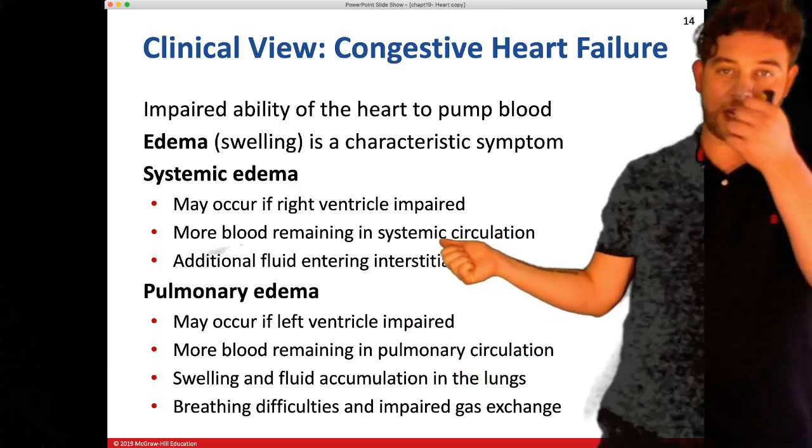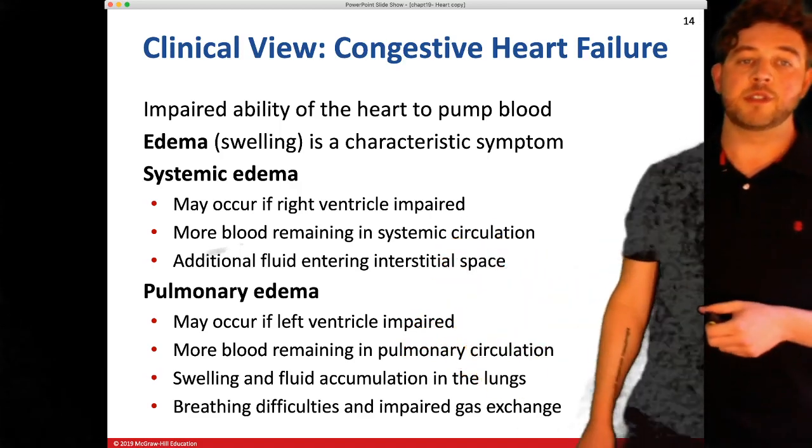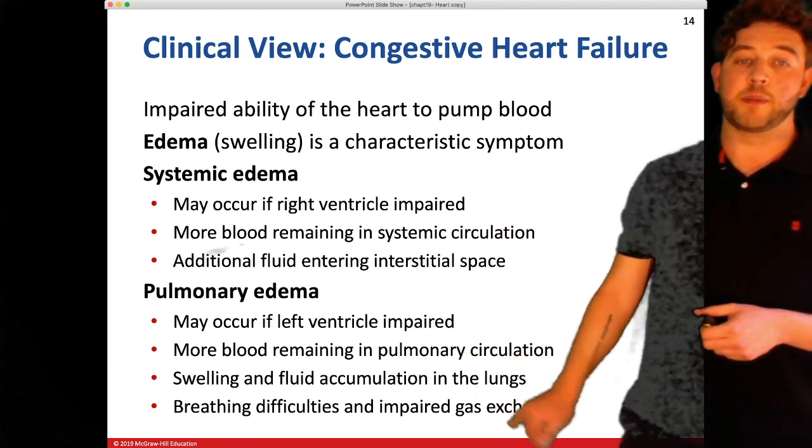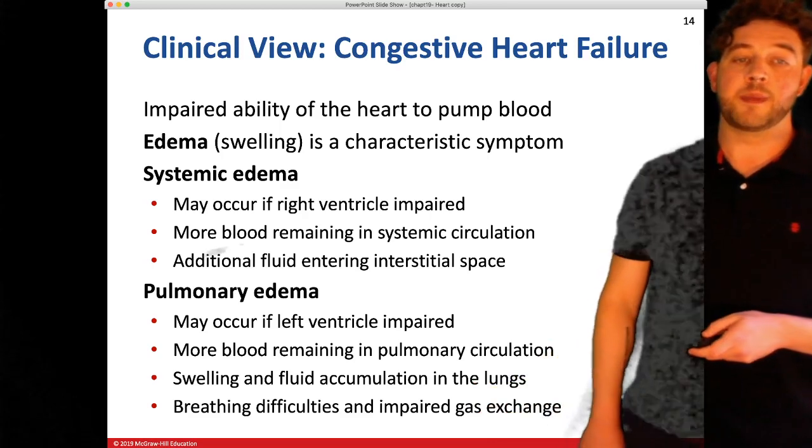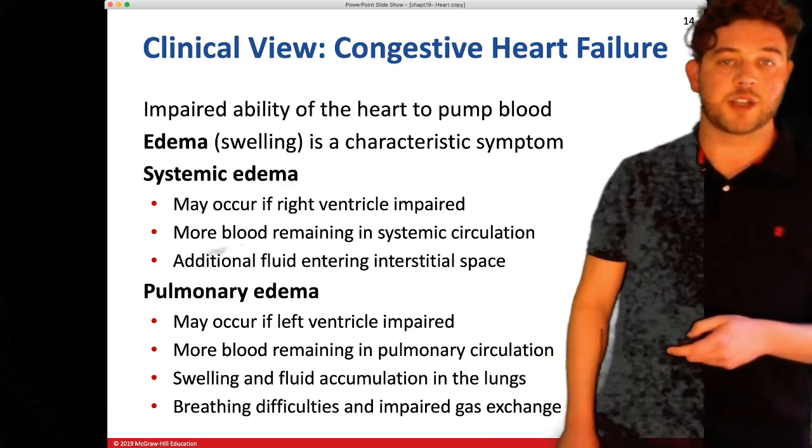So systemic is right ventricle, pulmonary is left ventricle. You have more blood remaining in pulmonary circulation, causing swelling and fluid accumulation in the lungs, and it makes breathing difficult and impairs gas exchange.